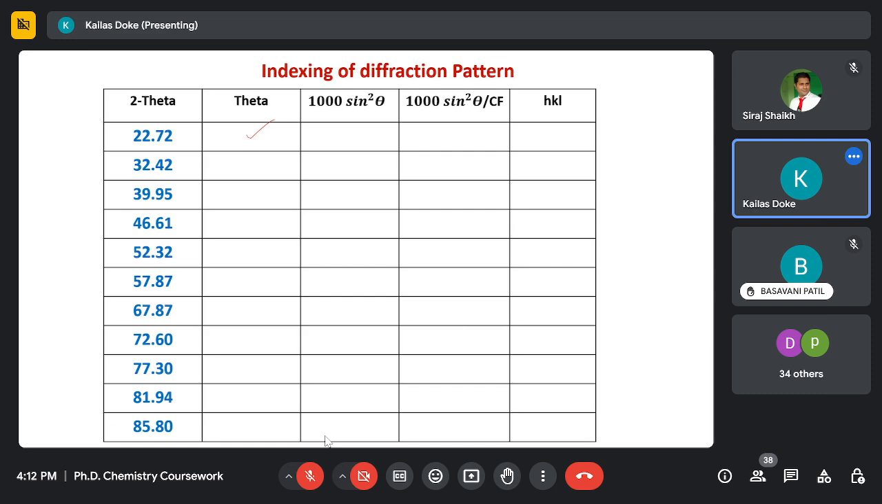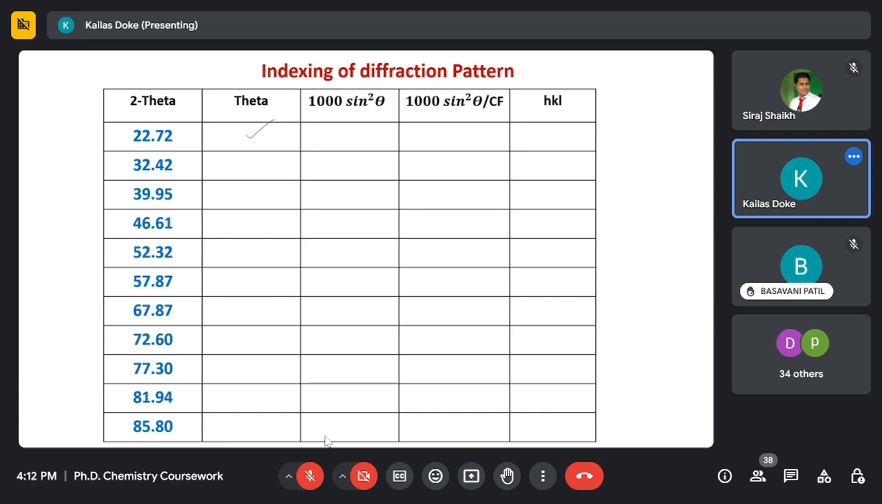Then that bigger number has to be divided by a common factor. How to find out the common factor, I will explain. And from that we can get the HKL planes and other properties. So from 2 theta, we calculate the theta values. From 2 theta, we can find the theta by dividing by 2. So these are the theta values. Taking the sine square of this theta, a trigonometric function, and multiplying by 1000.